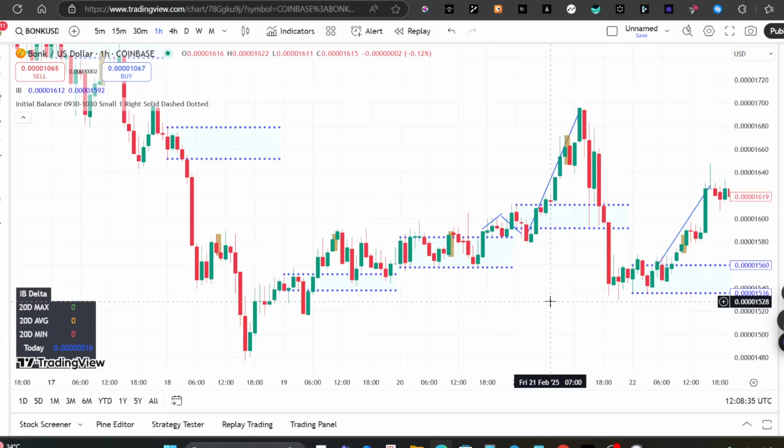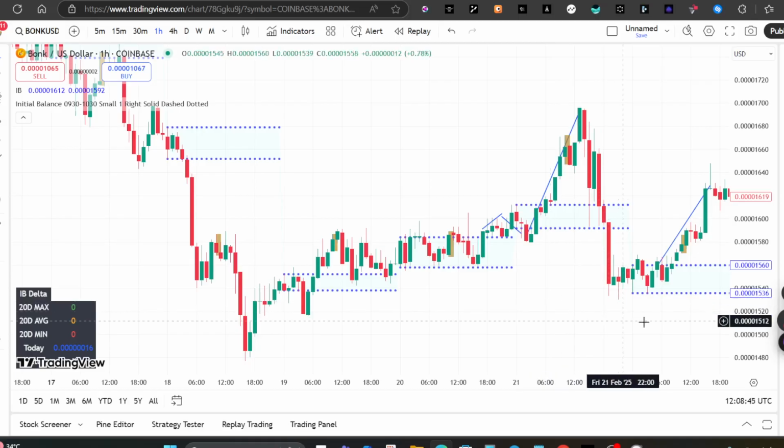So ensure that you always get confirmation like strong volume or a retest of the IB level. Secondly, do not ignore market context. The IB range works best when combined with other technical analysis tools like VWAP, moving averages, or supply and demand zones.